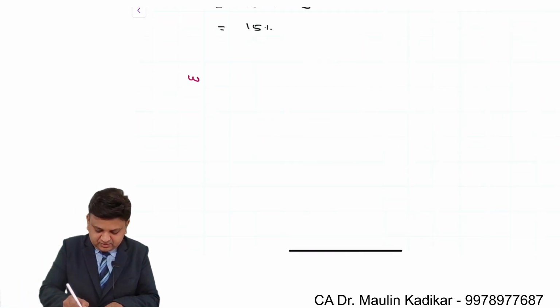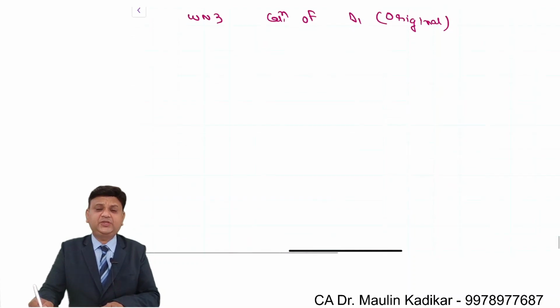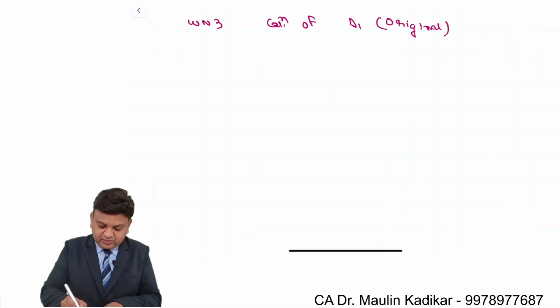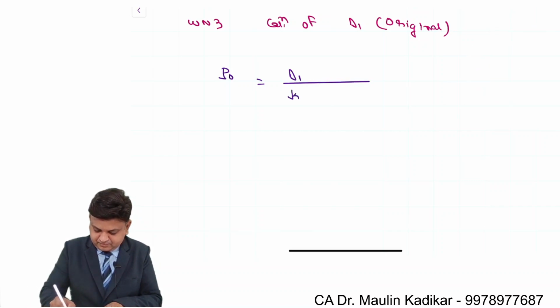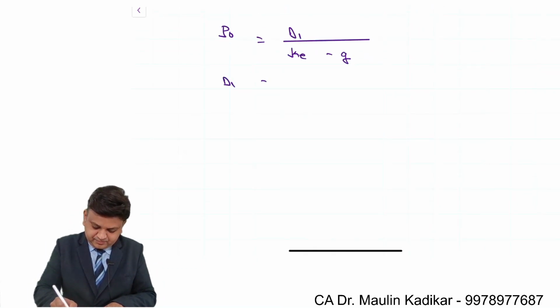Working note number 3. Calculation of D1. In brackets I am writing once again using the original information. Friends, you can see that the current market price of equity share is given as 20 rupees. So P0 is equal to D1 upon K minus g. So as far as D1 is concerned, it is P0 into K minus g.